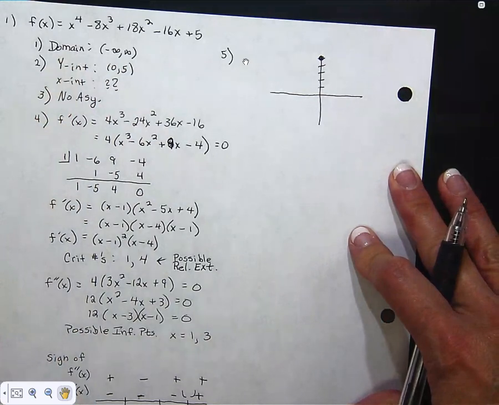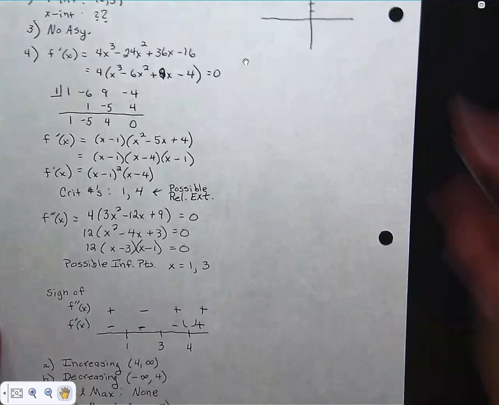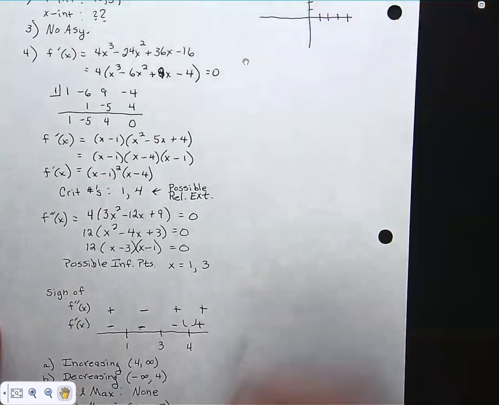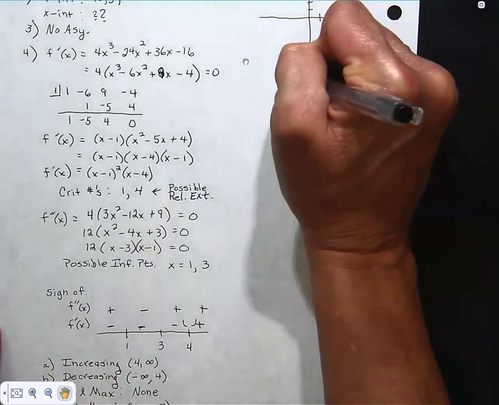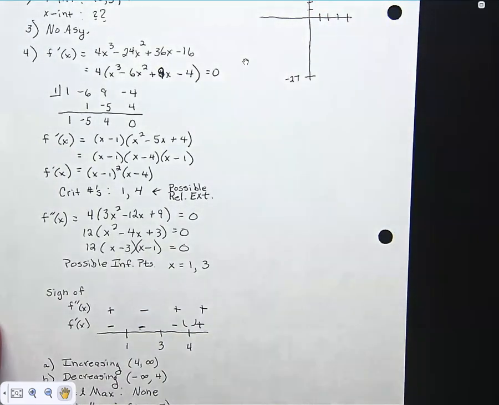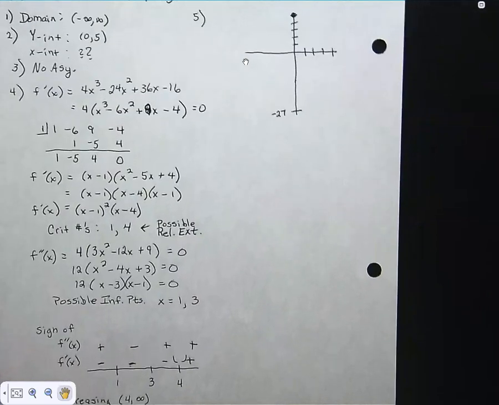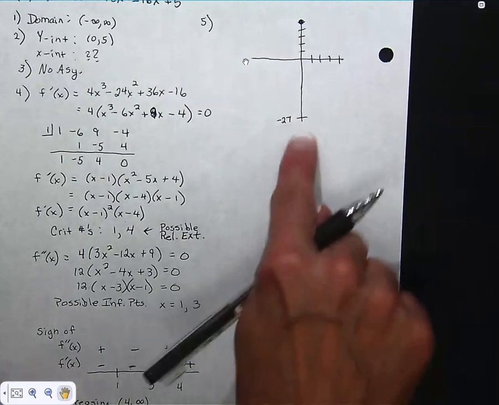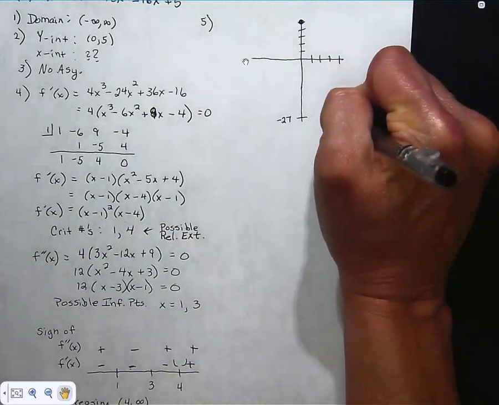Next point I see is a relative mean. Relative mean is (4, -27). Maybe I'll just count. Oh, shoot, I've already counted by 1s up there. I am not going to count all the way to -27. I'm going to draw a tick mark way down there and label it -27, which means my graph may not be to scale, but that's okay, as long as I've labeled where that is. (4, -27) is a relative mean.